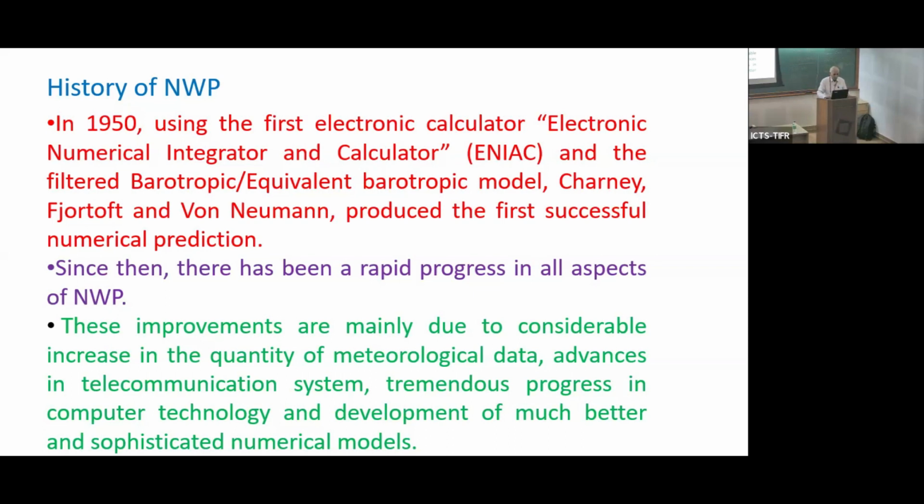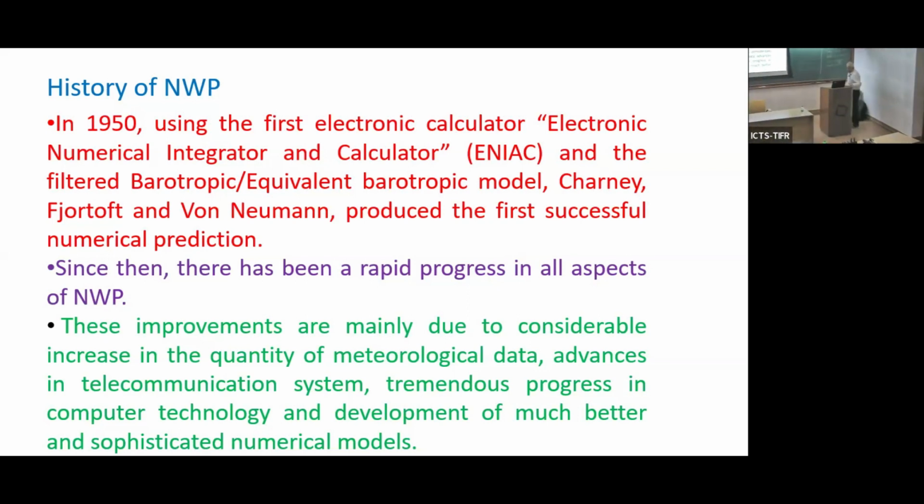Neumann, Jules Charney and Fjortoft. And in 1945, ENIAC, the first computer, was designed. The first task this ENIAC was assigned to was weather forecasting. And so in 1950, they successfully brought out the first numerical weather forecast.